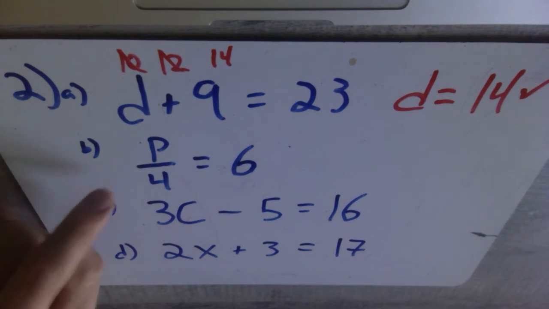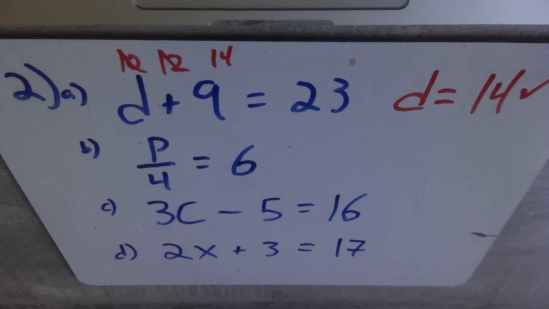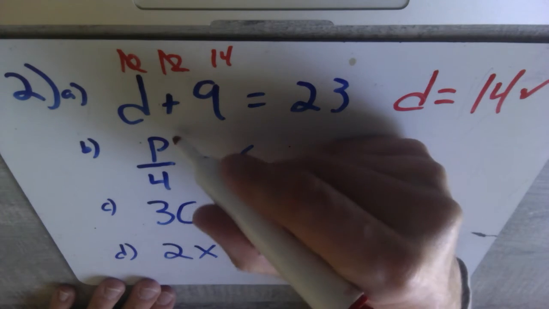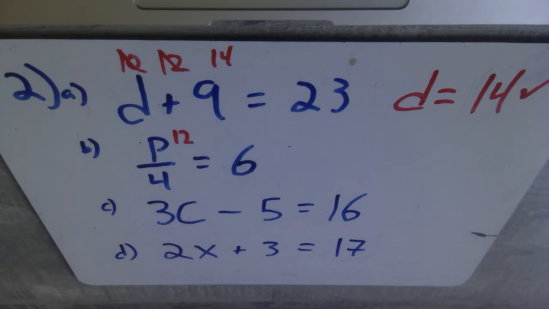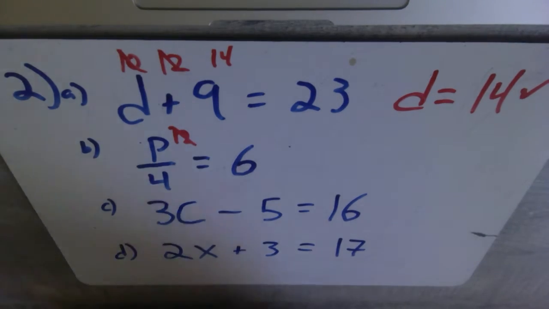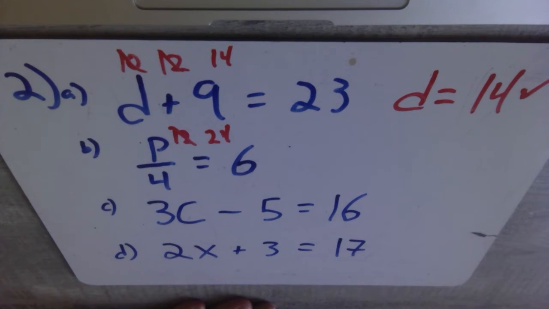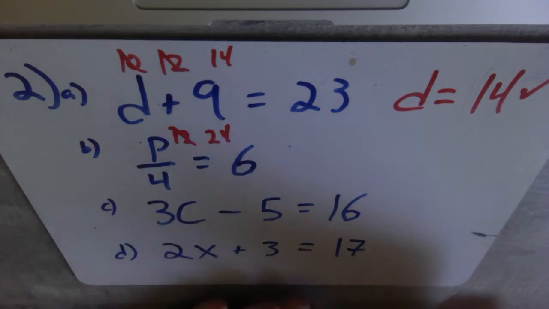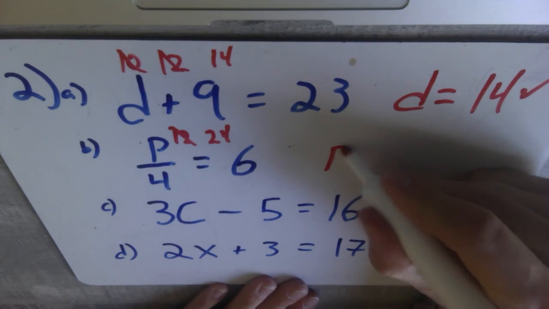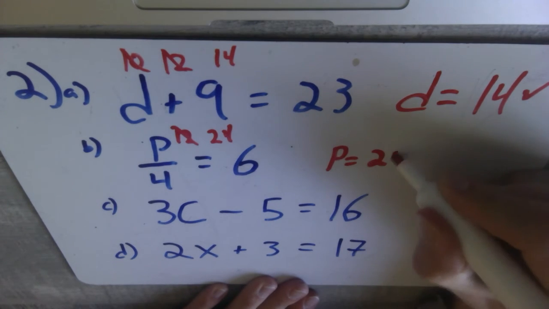B. p, remember the sign is divide. p divided by 4 equals 6. So what divided by 4 is going to equal 6? Let's start with trying something. Try a 12. 12 divided by 4 equals 3. So we're going to have to go a little bit more. 12 didn't work. Let's try to double that. Go to 24. 24 divided by 4 equals 6. So 24 does work. p equals 24.